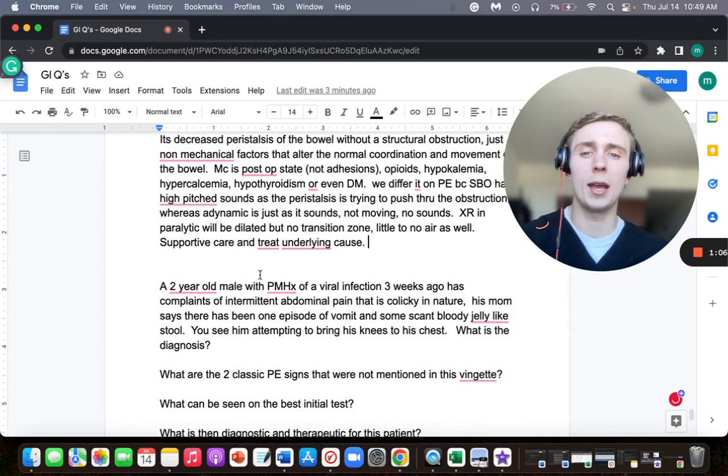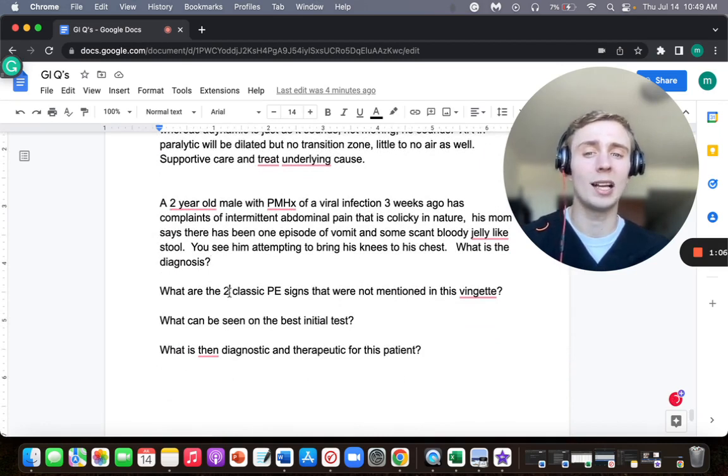Next one, a 2-year-old male with a past medical history of viral infection 3 weeks ago now has complaints of intermittent abdominal pain that is colicky in nature. His mom says there's been 1 episode of vomit and some scant, bloody, jelly-like stool. You see him attempting to bring his knees to his chest. What is the diagnosis? So classic things here: 2-year-old male, viral infection a few weeks ago, intermittent abdominal pain that's colicky in nature. He's having bloody jelly-like stool, which is classic, and also bringing his knees to his chest a little bit.